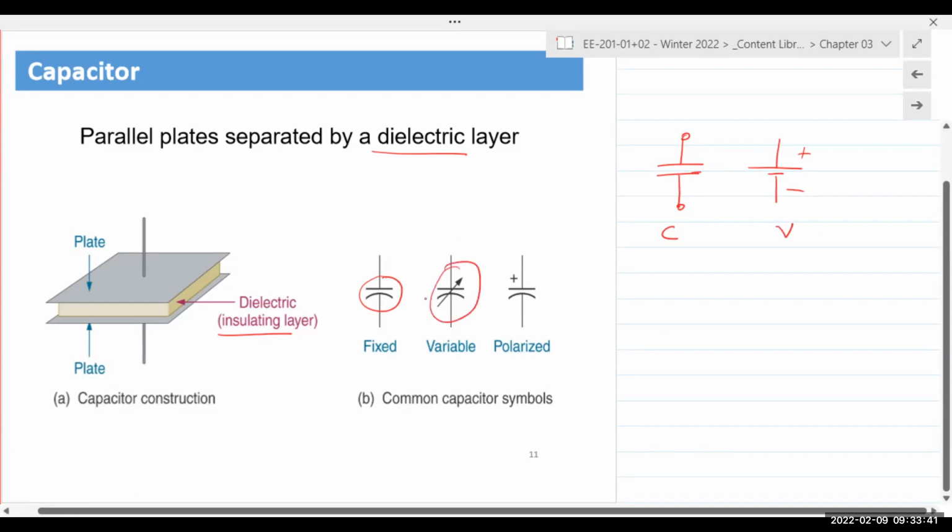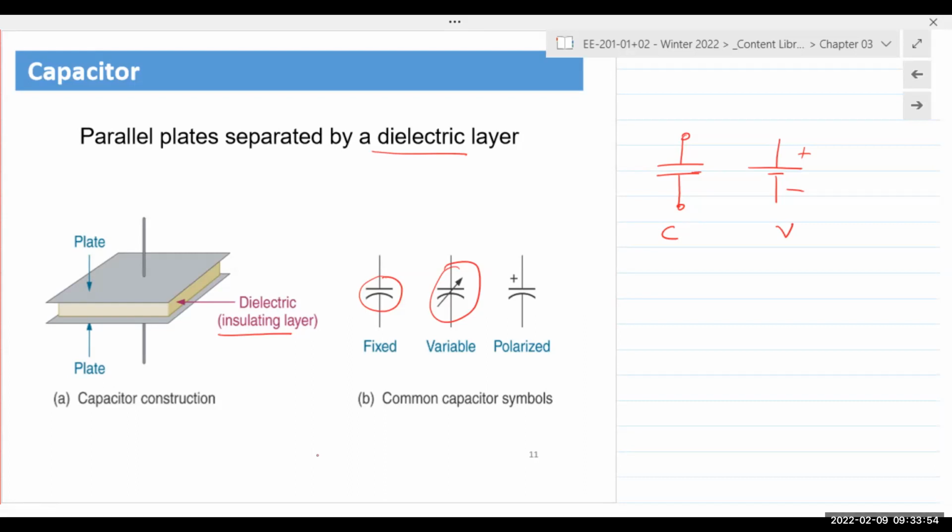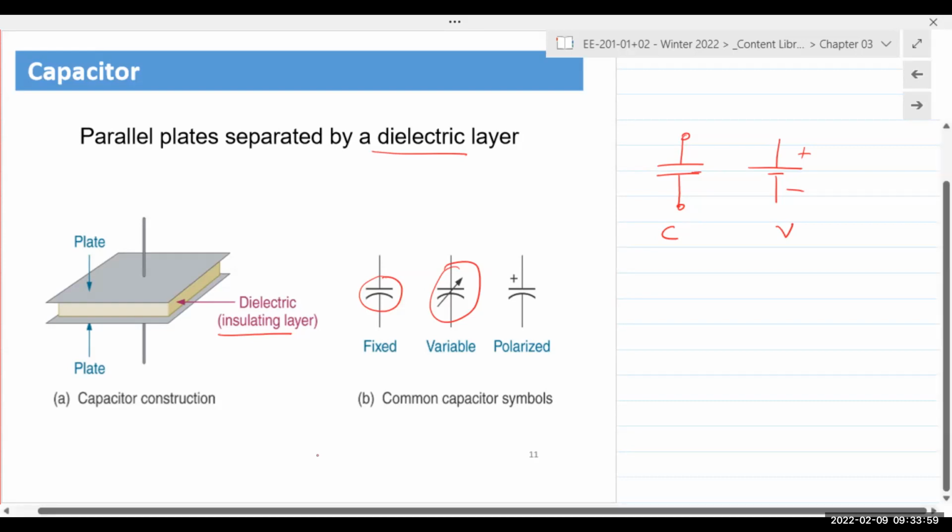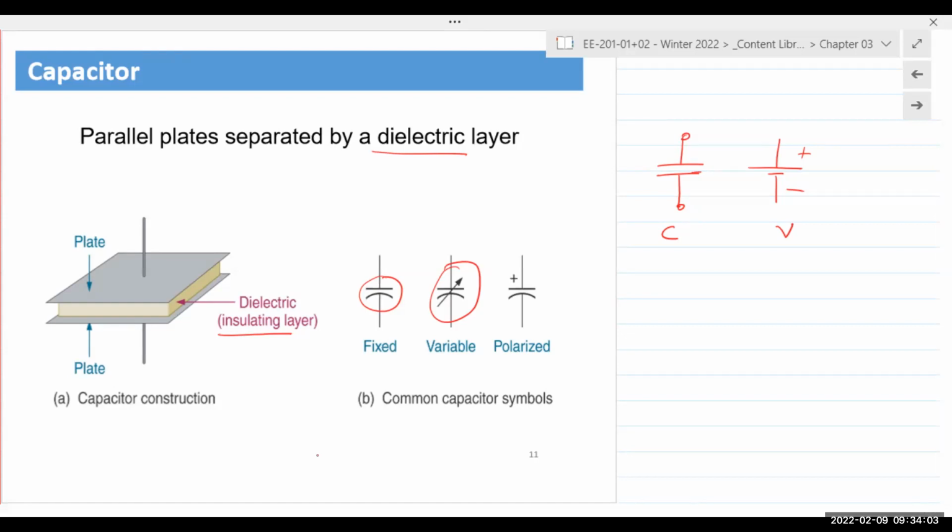If you have an arrow through a component, it simply means it's variable. That is true for any component, whether it's an inductor or a resistor. That arrow simply means that the value of that component is variable. You can change the value physically. And capacitors do not have any polarity. They do store the charge. Again, it's a passive component, so it follows the passive sign convention.